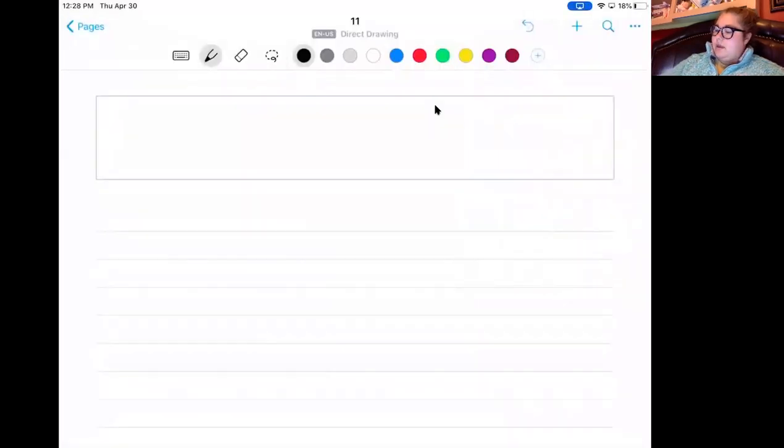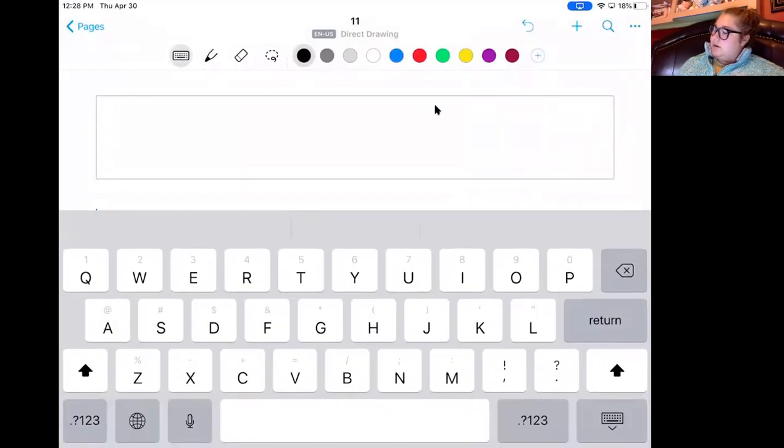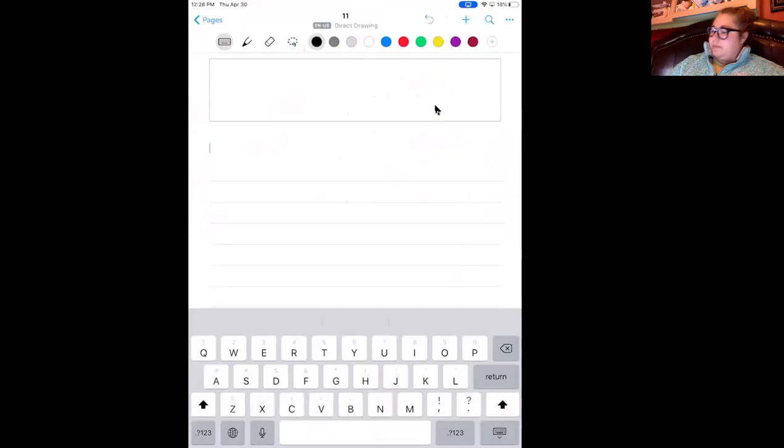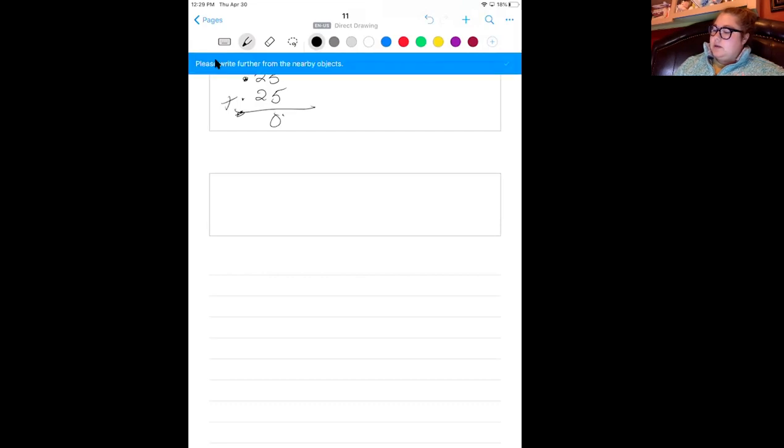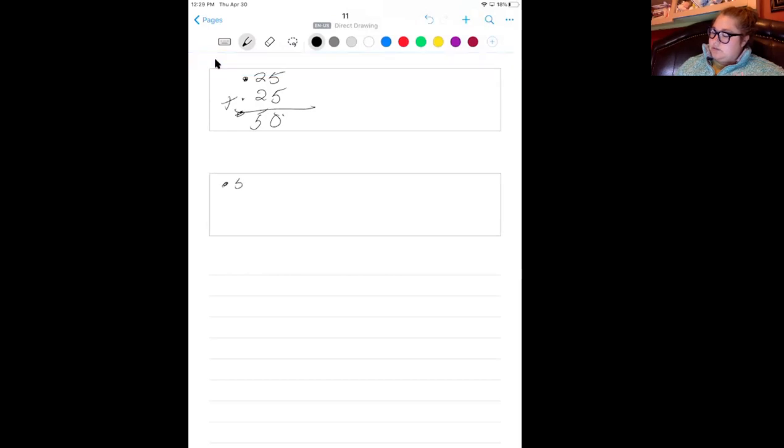All right. I'm going to turn it a long way. I wish I could make that box bigger. So we had 2 quarters. Let's figure out our 2 quarters first. 25 plus 25 is 50. 50 cents. So we know 2 quarters equals 50 cents.